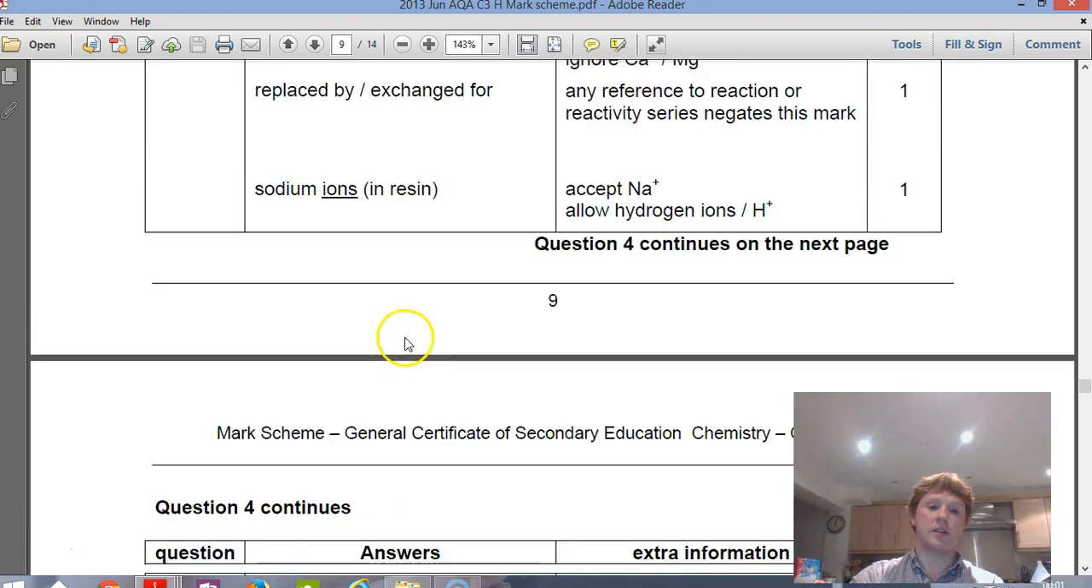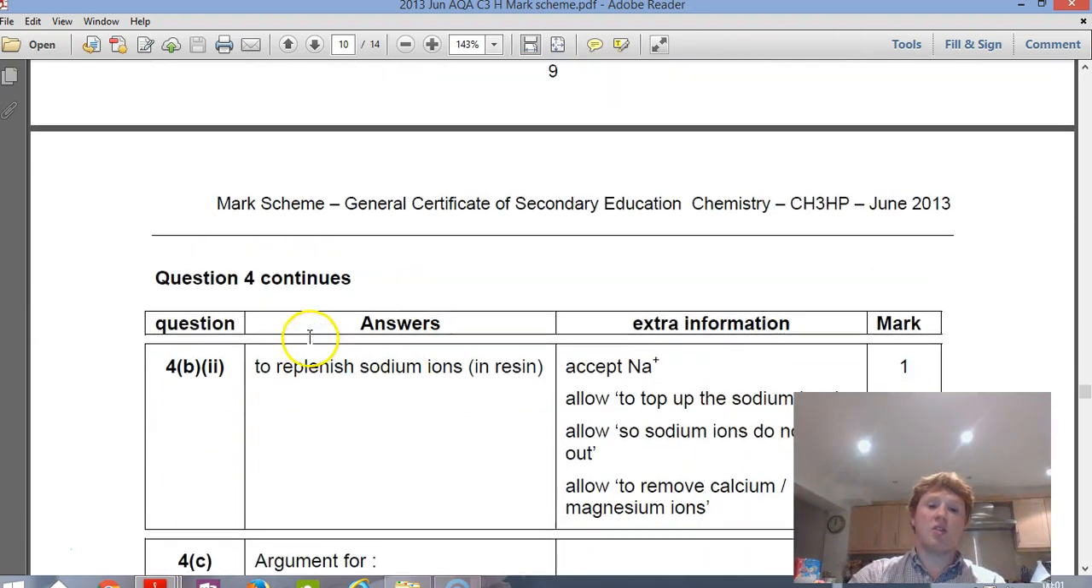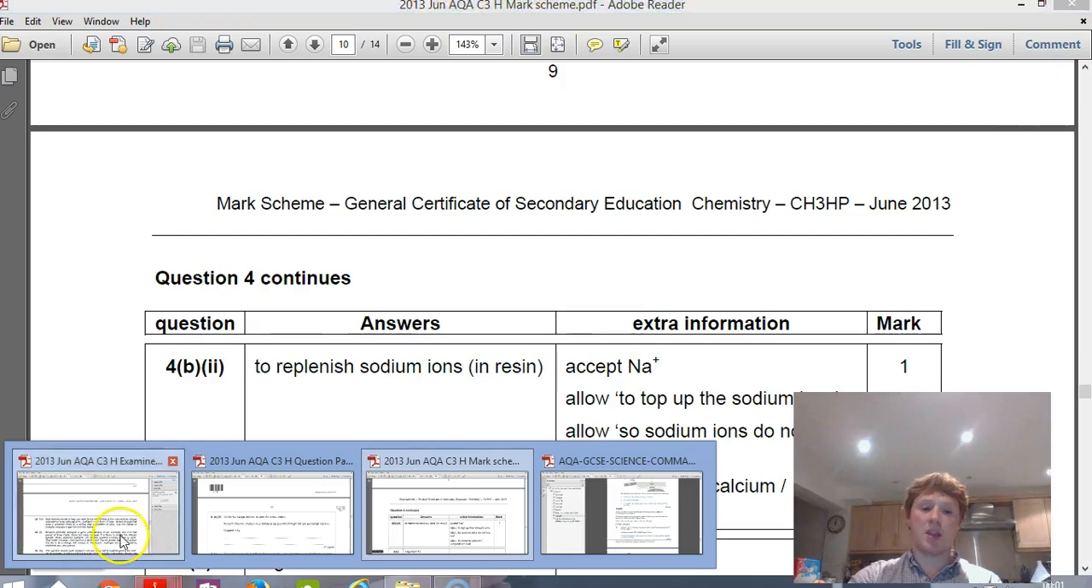Right. To replenish the sodium ions in the resin, because if the sodium ions are going into the water, they're coming out of the resin, and the calcium ions are going into the resin. And basically there are lots of ways to say that again.